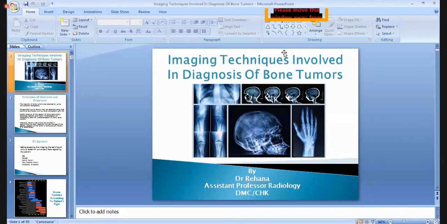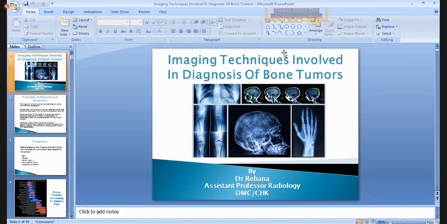There is no gender predilection, but osteoid osteoma and osteoblastoma are more common in males predominantly. On the basis of the clinical history, we can differentiate these, and radiologically on the size of the lesion. Osteoid osteoma is usually small, less than 1.5 centimeter radiologically, and osteoblastoma is more than 1.5 centimeter. Clinically, we differentiate on the basis of the clinical history.